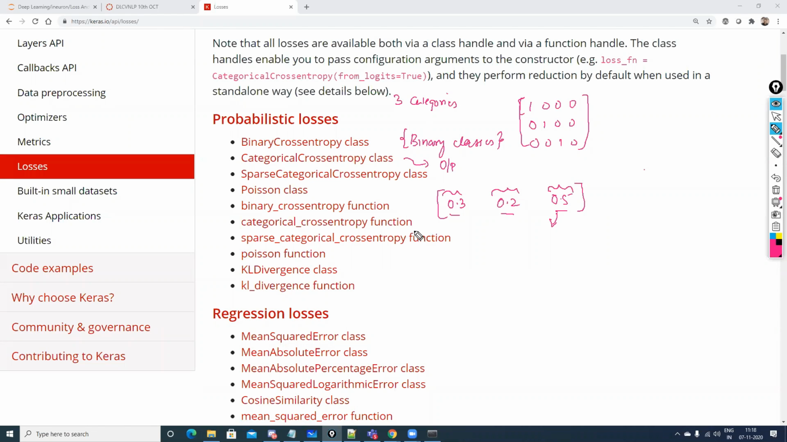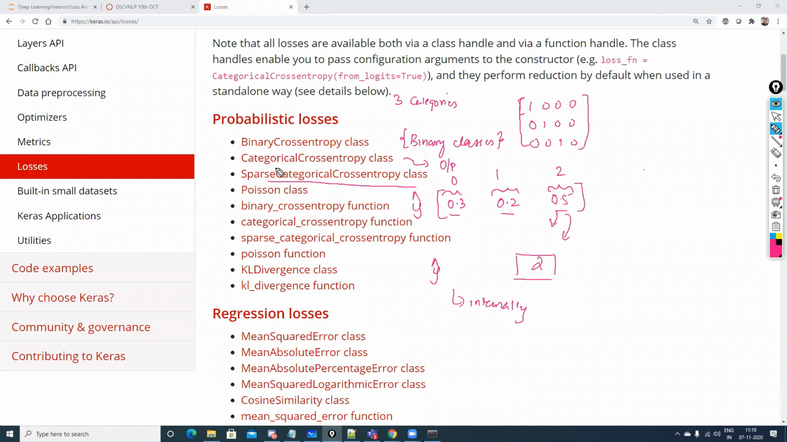Now the next thing is that whenever you are using sparse categorical cross entropy, instead of getting the output like this, you will get the output as an index: 0, 1, 2. You'll get the index, the output as 2. I told you that in case of categorical cross entropy, you will get the probability of each and every class. This is your y hat. When you are using sparse categorical cross entropy, your y hat will be the maximum probability index, internally I'm talking about.